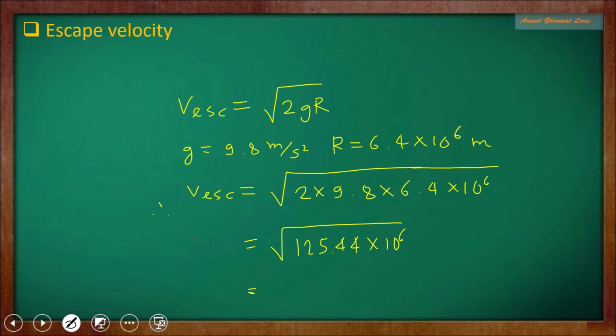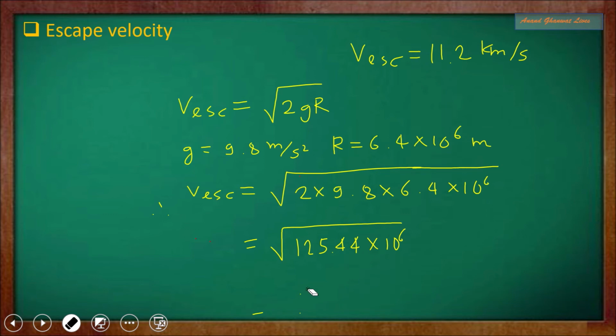Square root of 125.44 is 11.2 and square root of 10 raised to 6 is 10 raised to 3. Now we have to write this velocity in kilometer per second. Therefore it is equal to 11.2 kilometer per second. That is the escape velocity of the earth.